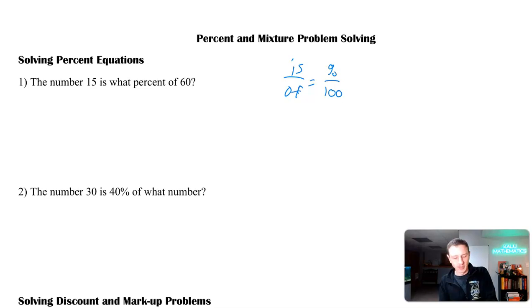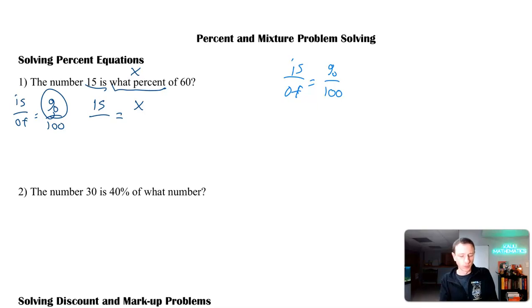I'm going to do the first part as is over of equals percent over 100. The number 15 is, that's going to be my is part of the proportion. What percent of 60? The percentage is the unknown, so I'm going to put an x where there's a percent, x over 100. And then it says of 60, so the 60 goes there. From here, it's just solving a proportion.